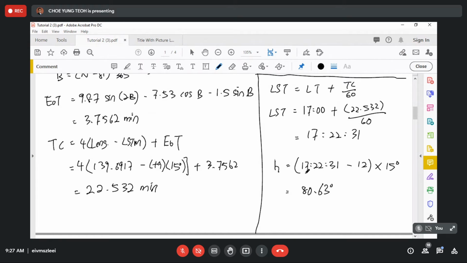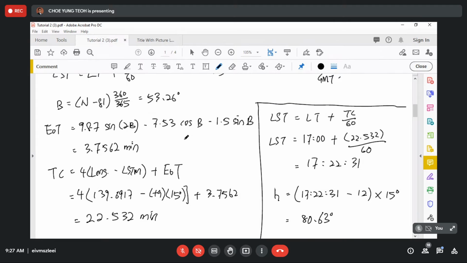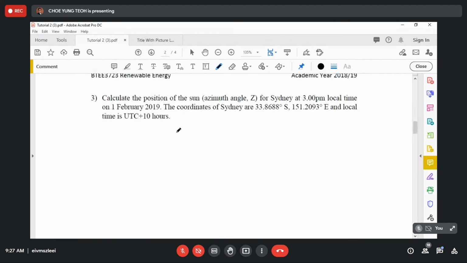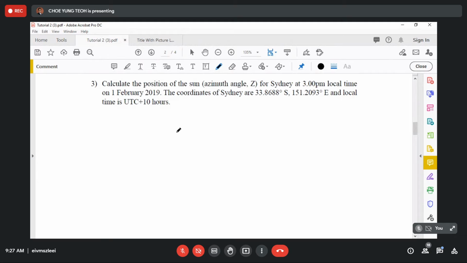Okay, no issue. Question number 2. Then we move to the next question. Question number 3. Calculate the position of the sun, the azimuth angle, for Sydney at 3 p.m. local time on 1st February 2019. The coordinates of Sydney are given, and the local time is UTC plus 10 hours. Let's start together.